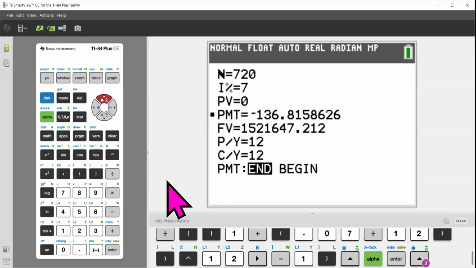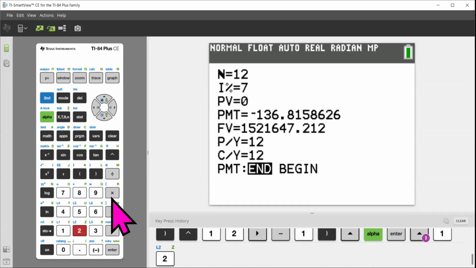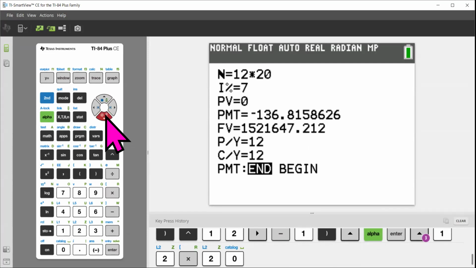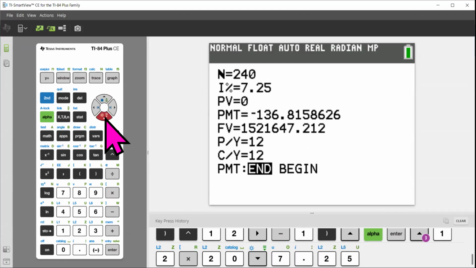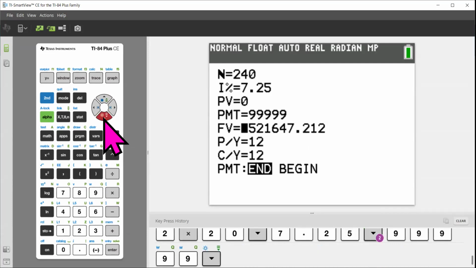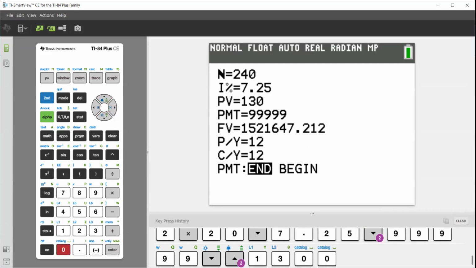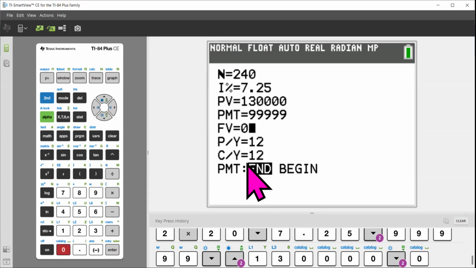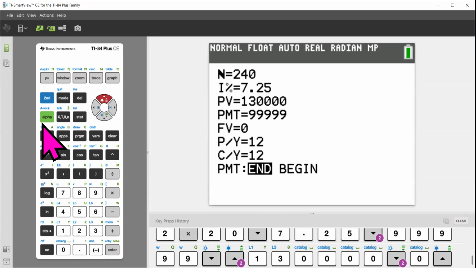It's a 20-year plan, so capital N is 12 times 20. Annual interest rate is 7.25. PV is 0. Payment is what we're trying to figure out. Future value. Oh, my bad, sorry. PV is not 0. PV is 130 grand. It's a loan problem. And future value is 0. For a loan, future value is 0. P per Y, C per Y is 12. END is highlighted. So we can go solve for payment.